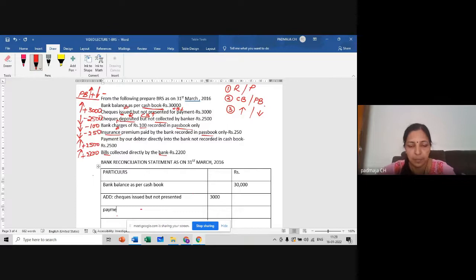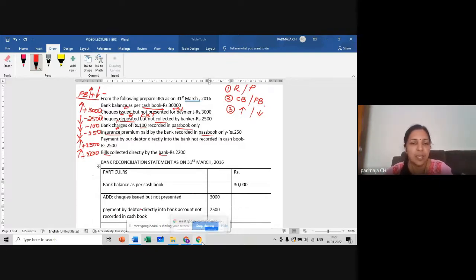Payment by our debtor directly into the bank. So let us go with an add item. Payment by debtor directly into bank account, not recorded in cash book. Okay, so in passbook it will be more, so we need to add.